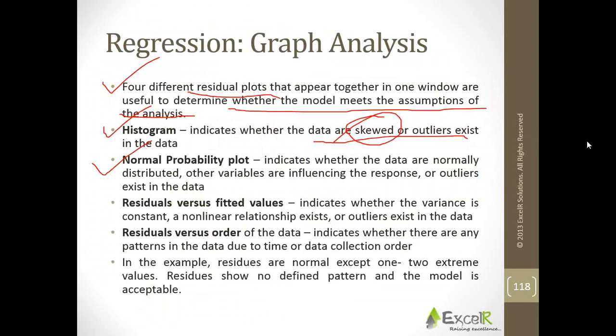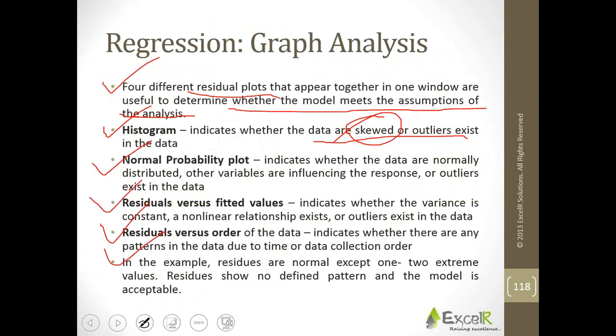Then we have looked into the normal probability plot, which indicates whether data are normally distributed or not, whether other variables are influencing the responses, or whether outliers exist in the data. Then comes residuals versus fitted values. It indicates whether the variance is constant, whether a nonlinear relationship exists, or whether outliers exist in the data. Then comes residuals versus order of the data. It indicates whether there are any patterns in the data due to time or data collection order.